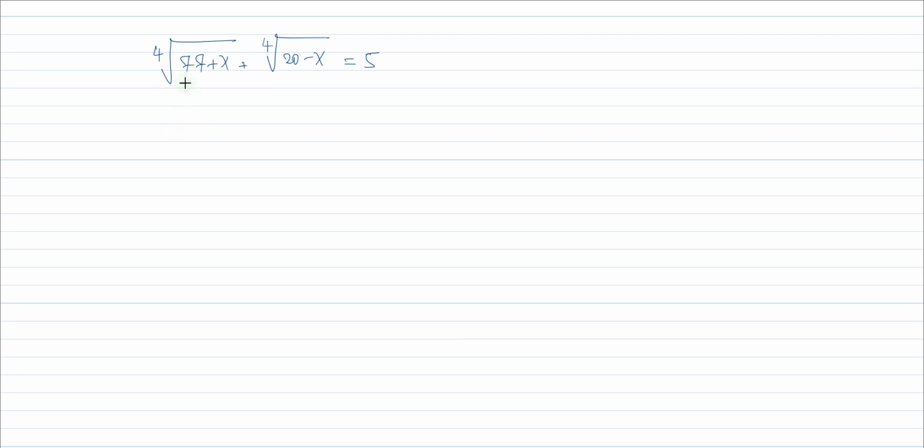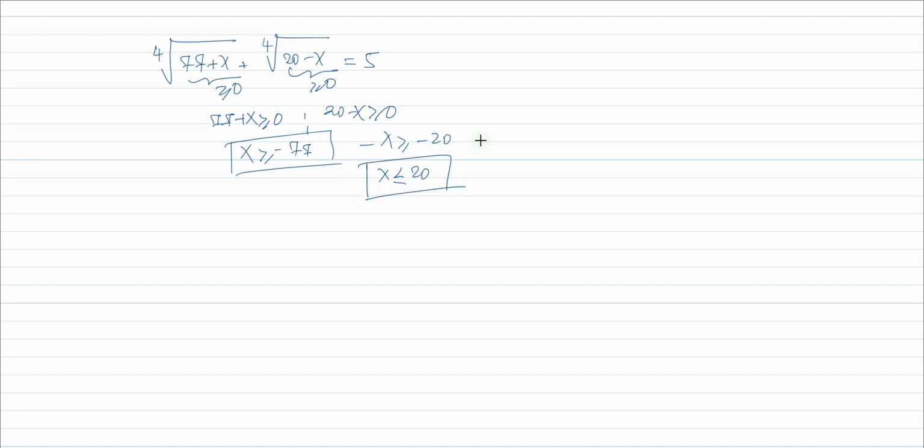So to start, we have to say that this is a fourth root, so this one here has to be greater than or equal to 0, as well as this one here, greater than or equal to 0. So from here we're going to have 77 plus x greater than or equal to 0, and then 20 minus x greater than or equal to 0. From here we have x greater than or equal to negative 77, and we have minus x greater than or equal to negative 20. So we multiply by negative 1 and change the direction of the sign, so we have x less than or equal to 20.